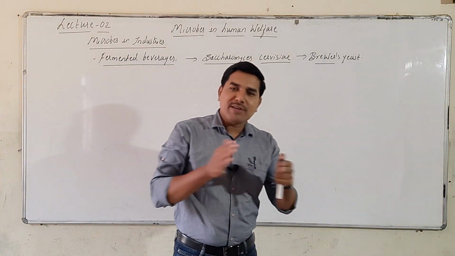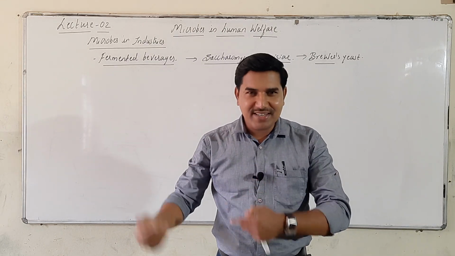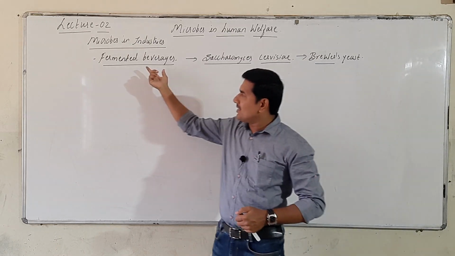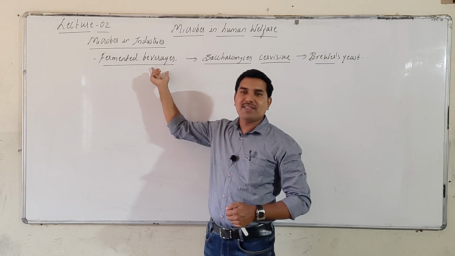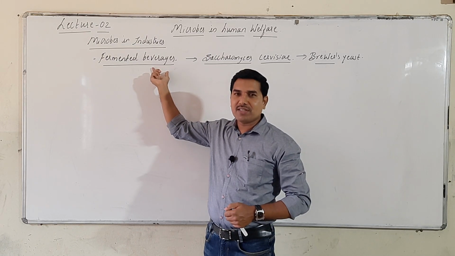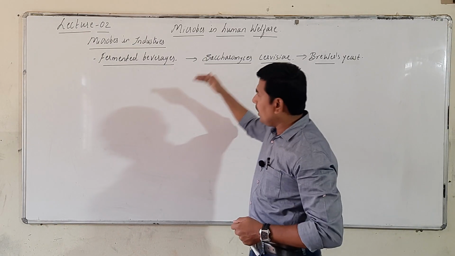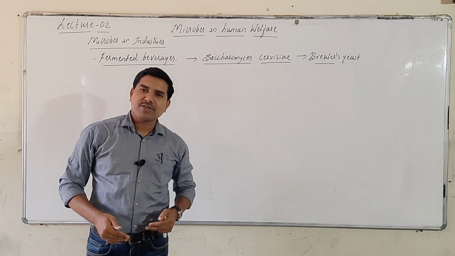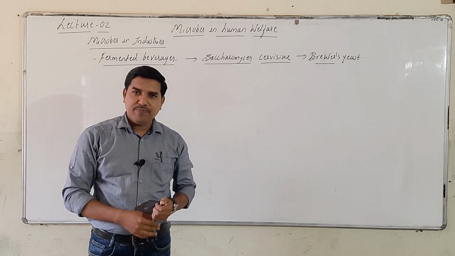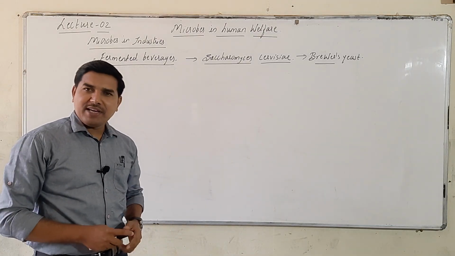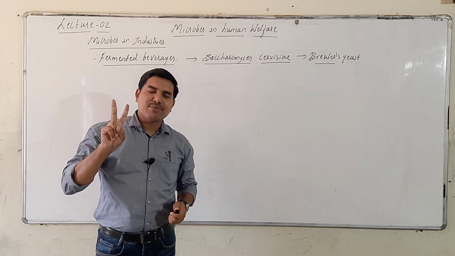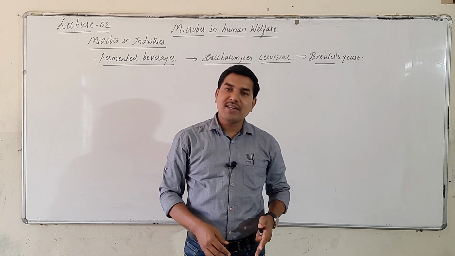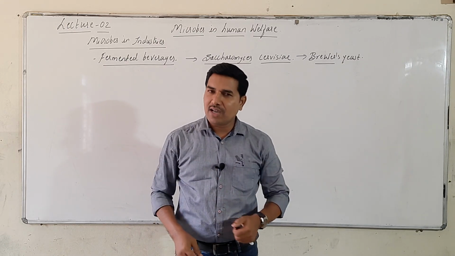If the yeast is used in bakery industries, we commonly call it baker's yeast. If the same yeast is used in brewery industries, brewery is nothing but preparation of beverages, that's why we call them breweries. In these brewery industries, we produce the products in large quantity. By the process of fermentation, we produce two different types of alcoholic products: distilled alcoholic products and non-distilled alcoholic products.